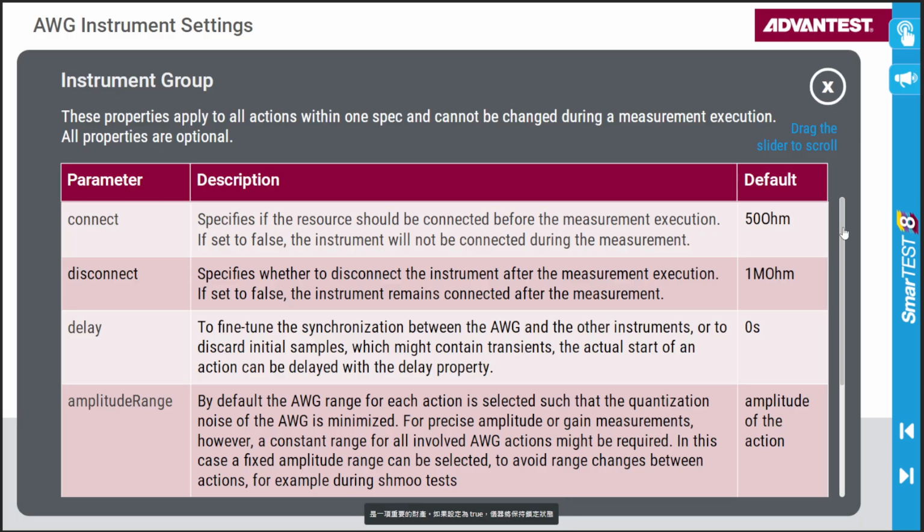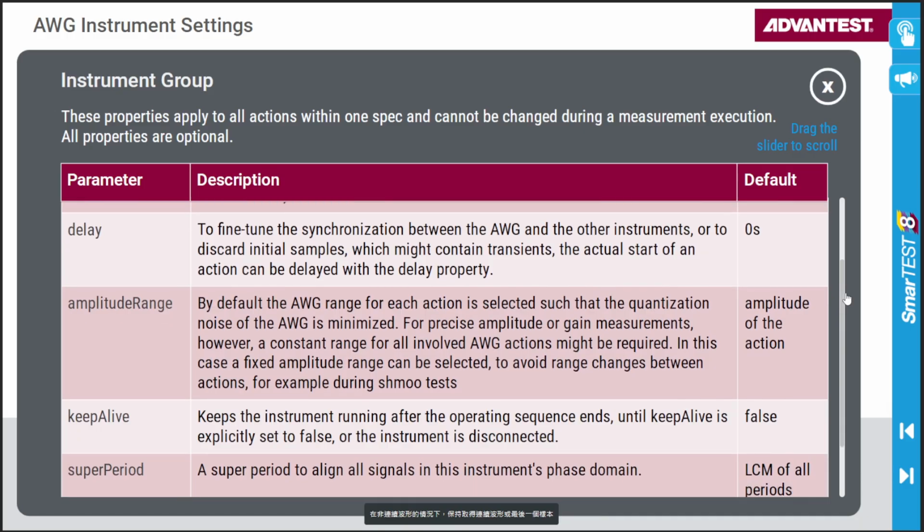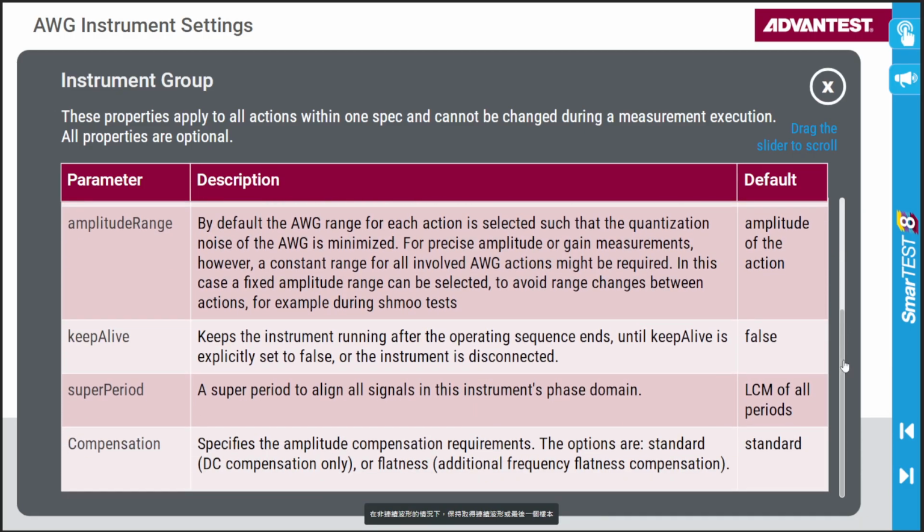Keep alive is an important property. If set to true, the instrument stays locked and keeps sourcing a continuous waveform, or the last sample, in case of a non-continuous waveform. In this case, the instrument is not available for further measurements and the configuration cannot be changed, unless the flag is explicitly cleared, or the channel is disconnected. Keep alive is required to be set to true when debugging with external instruments at a breakpoint.